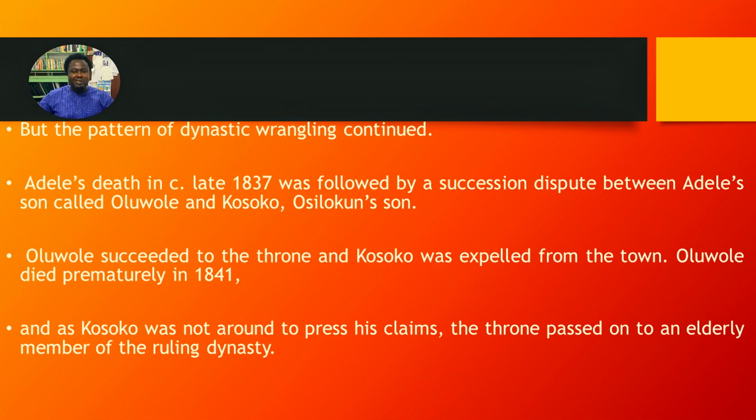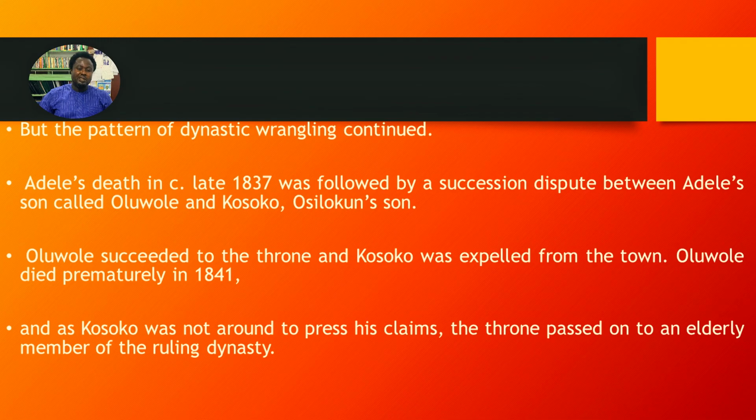So the pattern of the dynastic crisis continued through the middle of the 19th century. After Adele's death in 1837, there was again a succession dispute between Adele's son called Oluwole and Kosoko, that is Oshilokun's son. Oluwole succeeded to the throne, and in this case, Kosoko was expelled from the town.